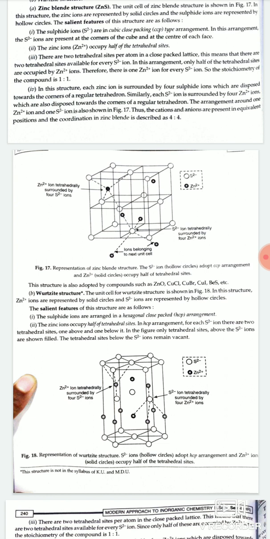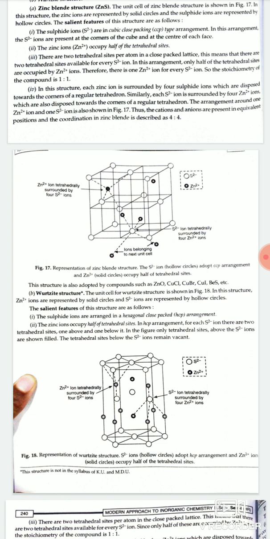Second is Wurtzite structure. The unit cell for Wurtzite structure is shown in the figure. In this structure, Zn2+ ions are represented by solid circles and S2- ions are represented by hollow circles. The salient features of this structure are as follows. Firstly, the sulfide ions are arranged in a hexagonal close packed, that is HCP, arrangement. The zinc ions occupy half of the tetrahedral sites.